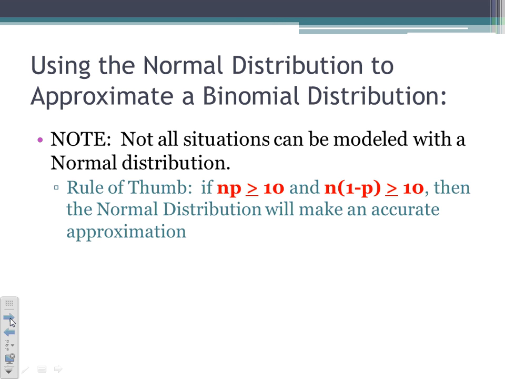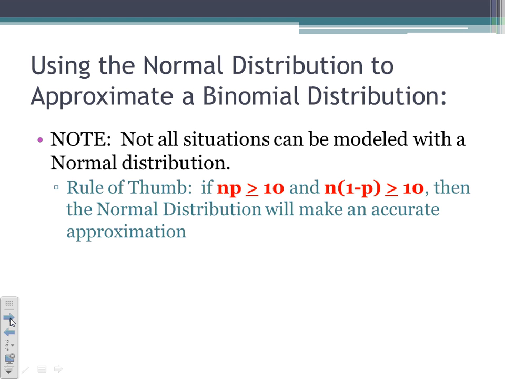All right, well, first off, we need to realize it's not always going to be a wise idea to approximate a binomial setting with a normal distribution. It's just like a lot of things in statistics. We can do it, it just doesn't mean we should. So the general rule of thumb that we use in statistics is that if our number of trials times the probability of success is greater than or equal to 10, and the number of trials times the complement of the probability of success is greater than or equal to 10, then the normal distribution is going to make an accurate approximation. Okay?